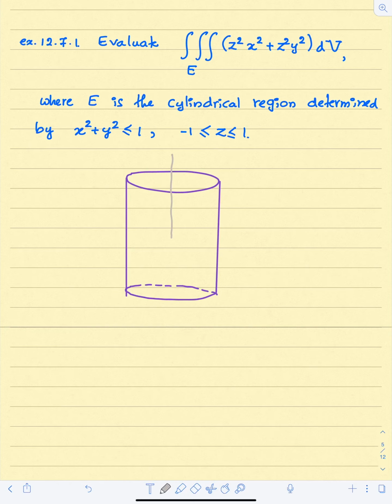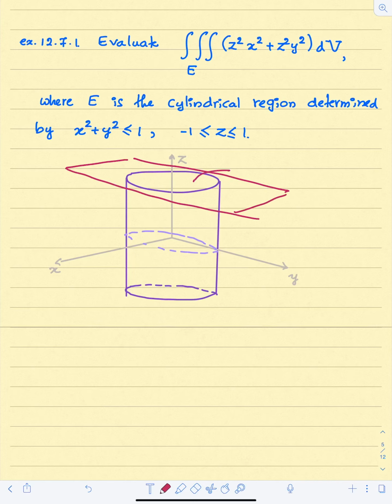Let's draw the coordinate axes: X, Y, and Z. Okay, now the z values are bounded by two planes. Let's say this is the plane z equals 1.